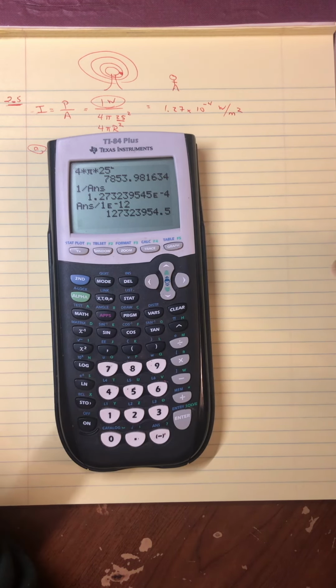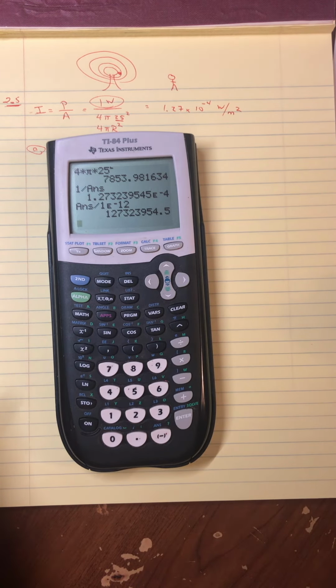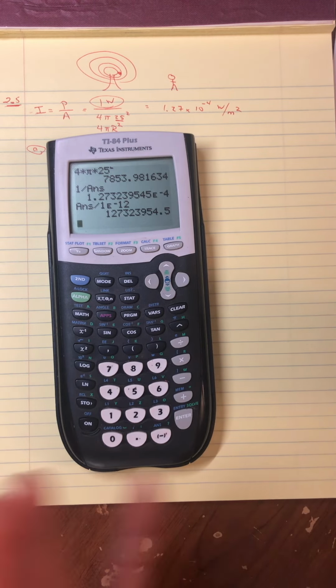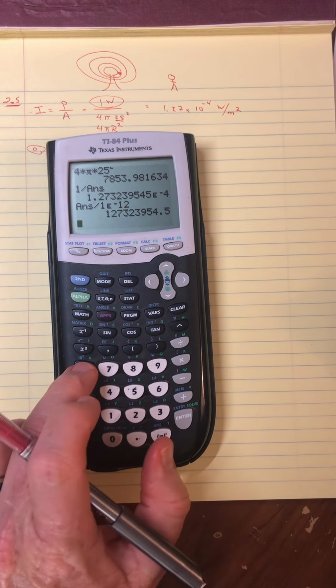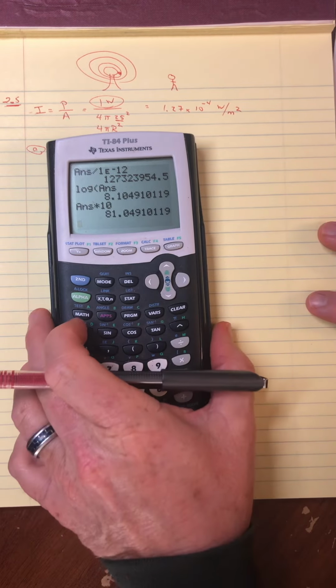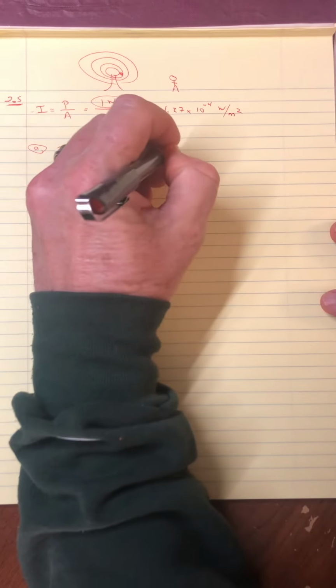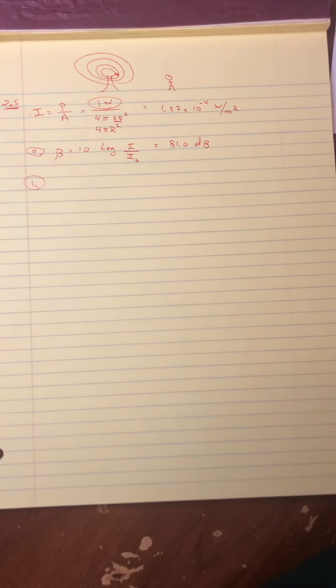So anyways, this is 100 million times stronger than just the minimum you can hear. And it's amazing that this is loud, but not damaging and not overwhelming. It's amazing that your ears could hear such a low intensity and then also this loud intensity without damage. Anyways, to take the log of that and multiply by 10 would get us our sound level, and that's 81.0 decibels. So there is A.